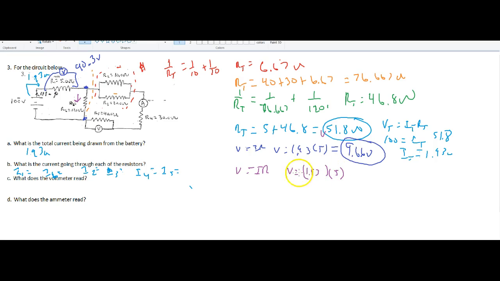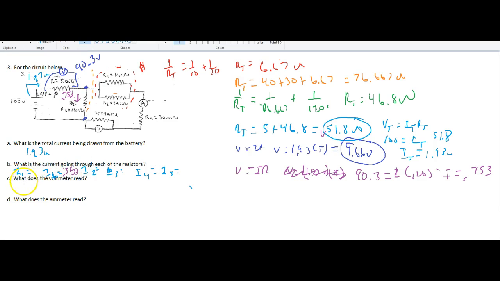So actually what's going to happen is I'm going to use V equals IR. The voltage drop across that resistor is going to be 90.3 equals a current I don't know times 120 ohms of resistance. So 90.3 divided by 120, and I get 0.753 amps. So my current going through that way is 0.753 amps, and that's the answer to this question here.